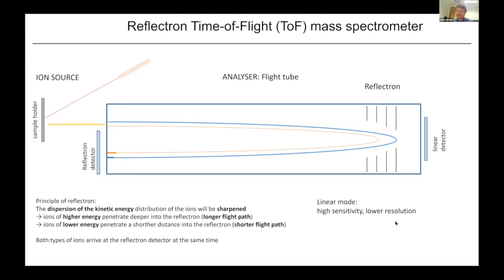Now, whenever you do something like that, there's normally some kind of trade-off, and that's shown here. In the linear mode, you have maximum sensitivity, but a somewhat lower mass resolution. Whereas with a reflectron, we've increased the resolution achievable, but we will lose some sensitivity by performing this process.